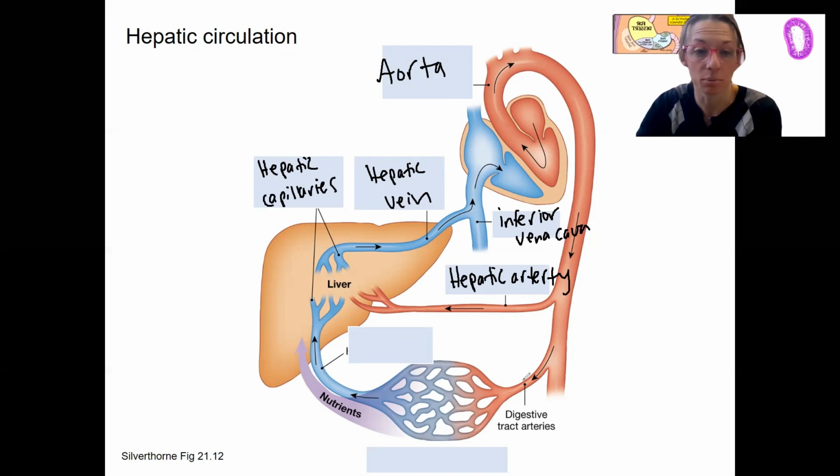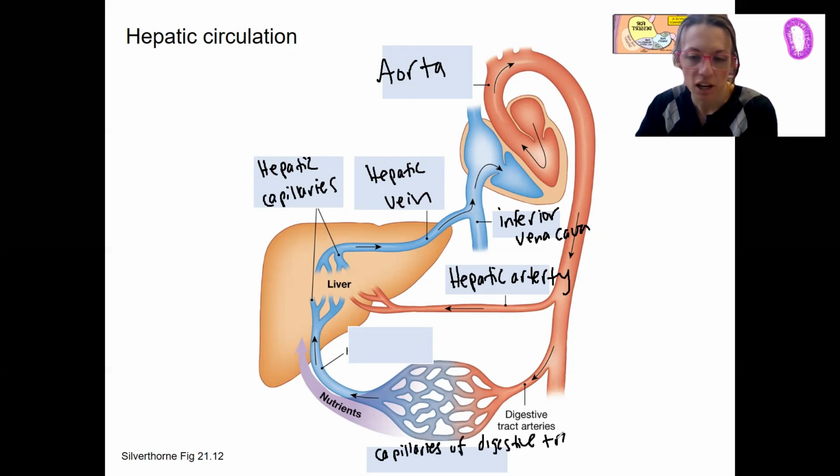Come back to that in a moment. Oxygen and carbon dioxide are going to be two things that are exchanged. I have here labeled digestive tract arteries. So you probably could guess this is going to be our capillaries of the digestive tract. What is exchanged in the capillaries of the digestive tract? Oxygen, carbon dioxide. So here we're going to have O2, CO2, right? But what else? We're going to have absorption of nutrients. So nutrients are going to be absorbed from the digestive tract.